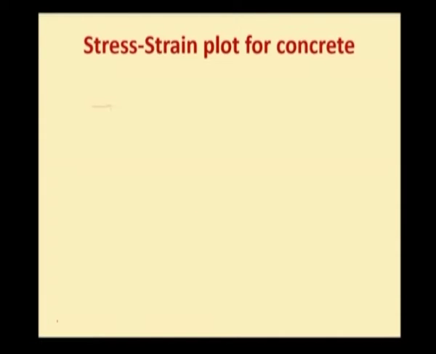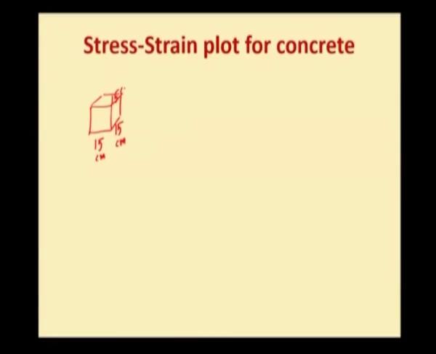For obtaining the stress strain plot for concrete, first of all, we should form a concrete cube of dimension 15 centimeter by 15 centimeter by 15 centimeter in a mold. After doing the mix proportion, the concrete should be cast in a mold of dimension 15 by 15 by 15 centimeter. The concrete should be cured for a period of 28 days by immersing the mold along with the concrete in water. After 28 days of curing, this concrete specimen will be tested in a compression testing machine. Steel rod will be tested in a tensile testing machine or a UTM. Here, it will be tested in a compression testing machine.